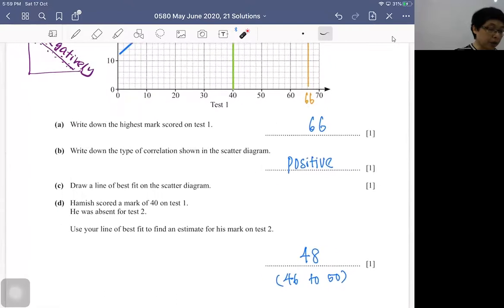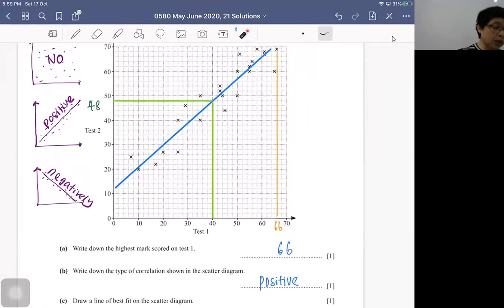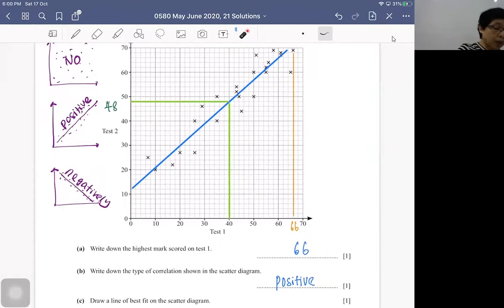Now, part D, Hamish scored a mark of 40 on test 1. He was absent for test 2. Use your line of best fit to find an estimate for his mark on test 2. Now we know that the question told us that Hamish was present during his first test and he scored 40. Then by using a best fit line, we are able to predict or estimate what he would achieve.